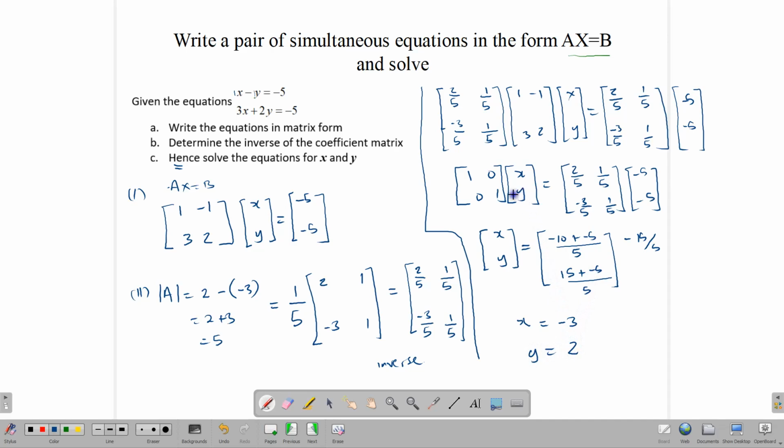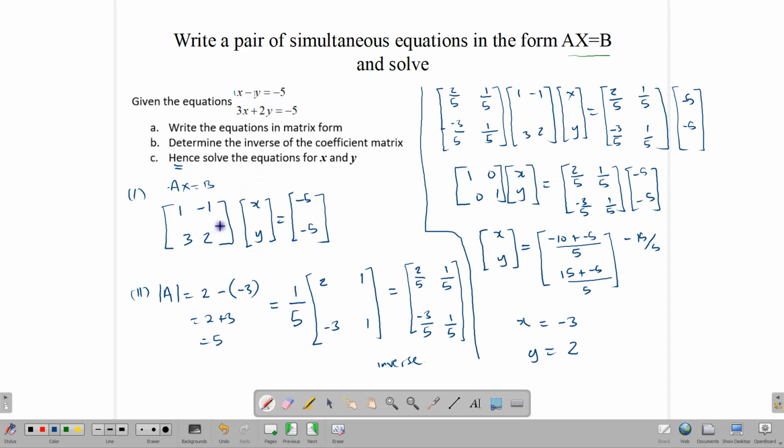And so this is how we use the inverse matrix to solve a pair of simultaneous equations. I went through all the steps in this example to show you how it's done by not taking any shortcuts at all. So what we do is that we wrote this simultaneous equation in matrix form.